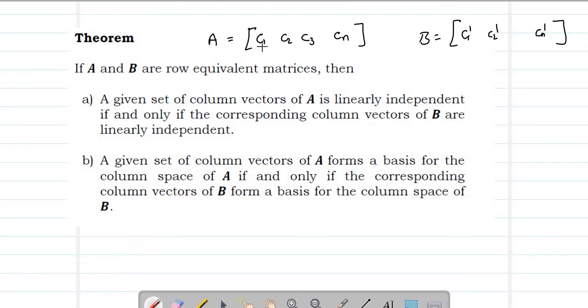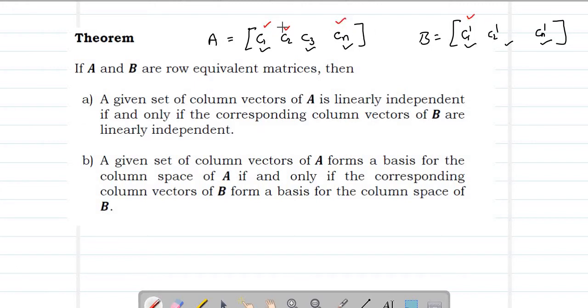Suppose you know that C1, C3, Cn are linearly independent, then definitely the corresponding columns here must be linearly independent if they are row equivalent. That is what this statement says. And the second statement says, a given set of column vectors of A forms a basis for the column space of A if and only if the corresponding column vectors of B form a basis for the column space of B. So I came to know that the first column, second column and the last column.